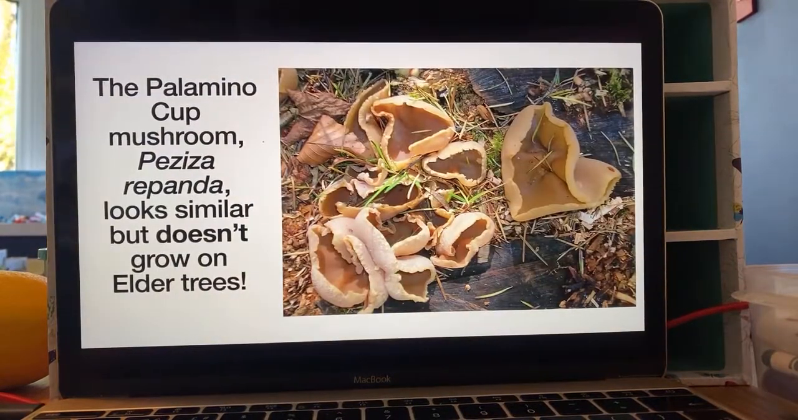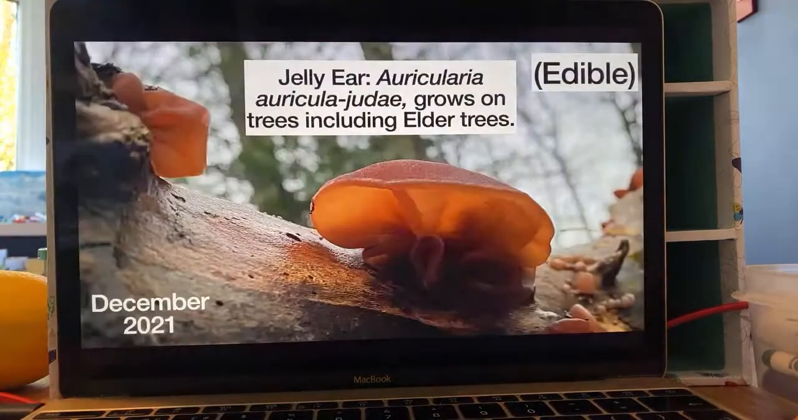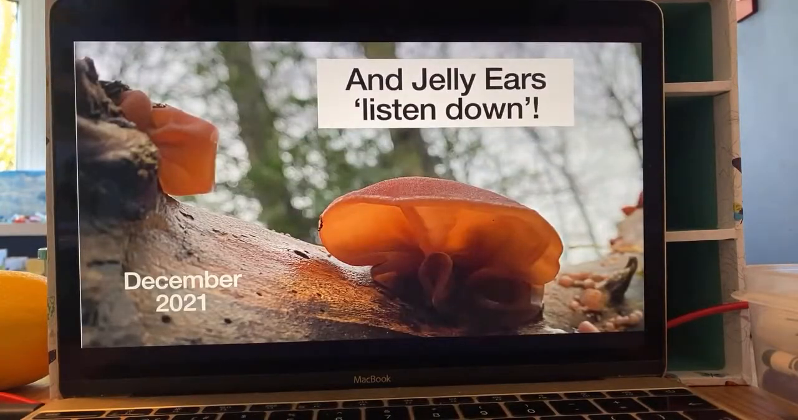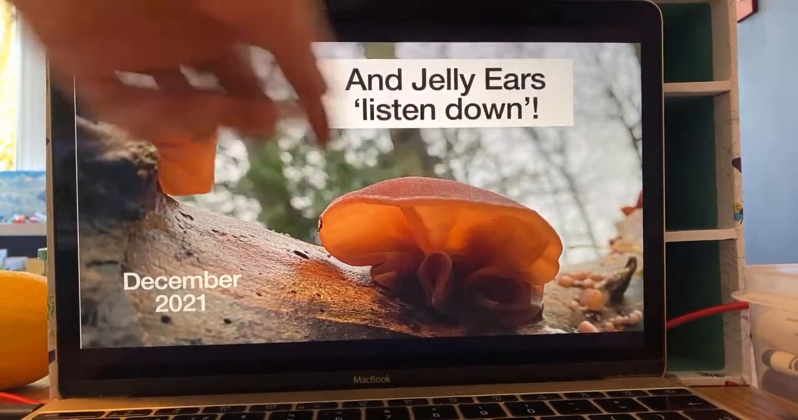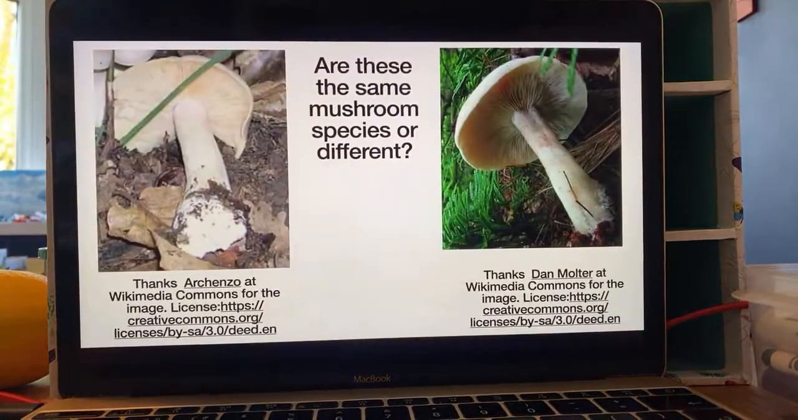So the jelly ear looks a little bit like the Palomino cup mushroom, but the Palomino cup mushroom does not grow on elder trees. So if it's growing on an elder tree and it's jelly-ish like that, you could be fairly comfortable that it was a jelly ear, and it definitely wouldn't be a Palomino cup. And jelly ears listen down. I didn't know this. Look out for that. This just looks like an ear, doesn't it? And it's listening to the soil. There you go. Nice.